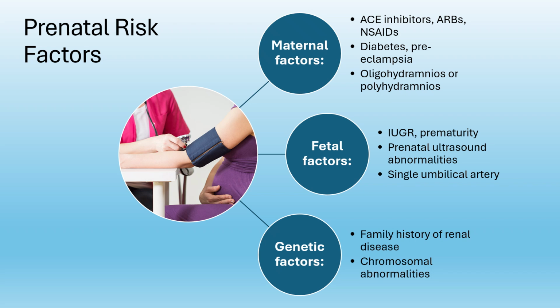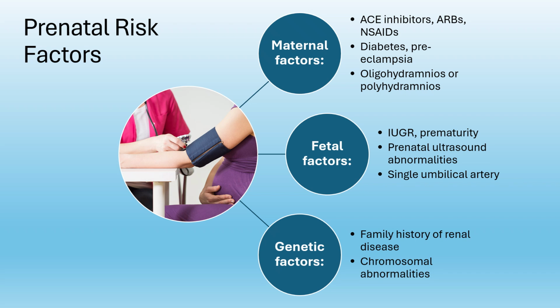Prenatal ultrasound abnormalities provide early warning. Bilateral hydronephrosis, echogenic kidneys, or size discrepancies suggest problems requiring immediate postnatal evaluation. Single umbilical artery seems unrelated, but actually doubles the risk of renal anomalies. This vessel abnormality serves as a marker for disrupted mesodermal development, affecting multiple organs.